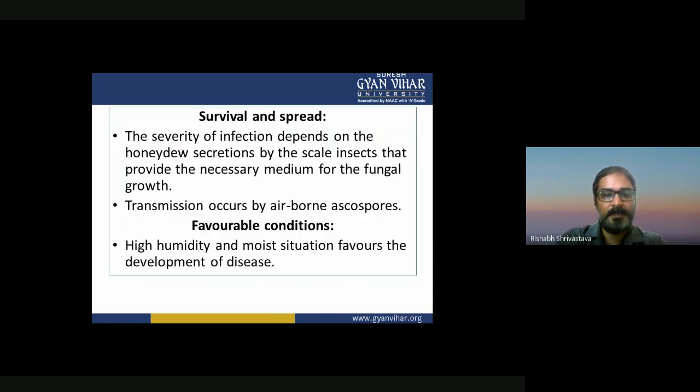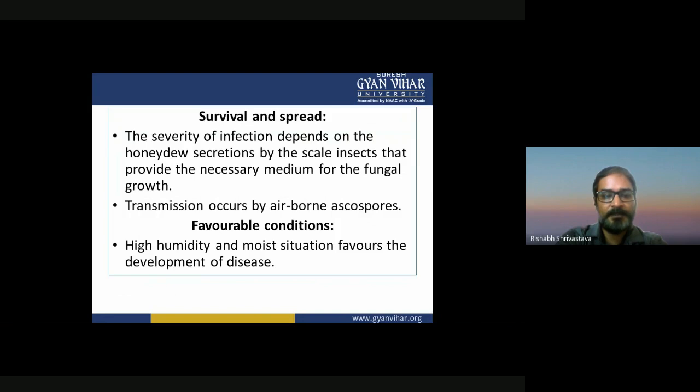Survival and spread. The severity of infection depends on the honeydew secretions by the scale insects that provide the necessary medium for fungal growth. This transmission occurs by airborne ascospores.